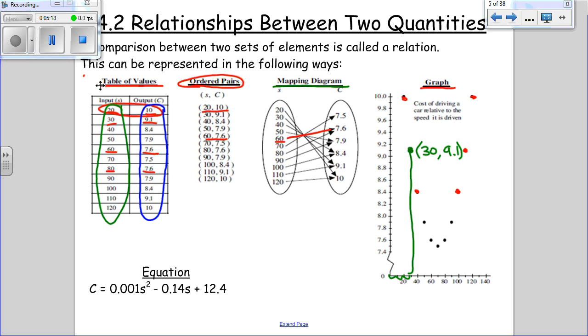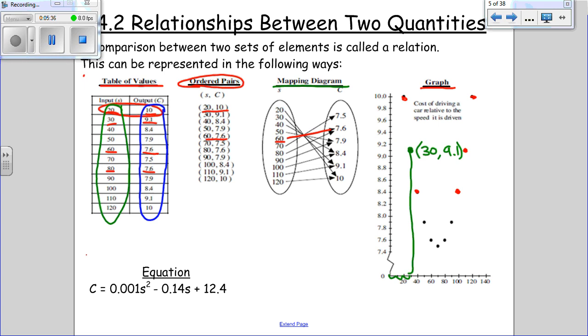Any questions about those four things? You should have seen them all before. Maybe mapping diagrams, kind of like, oh, I don't remember that. All right, mathematically, we could represent all four of these things using an equation.